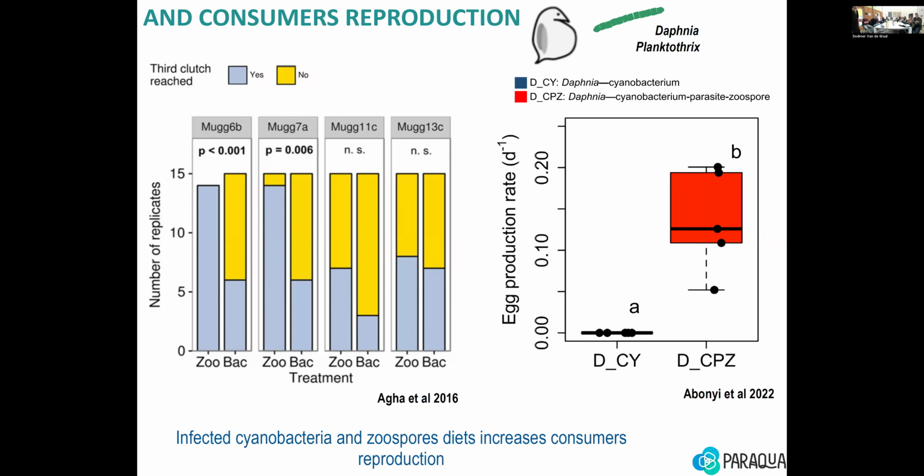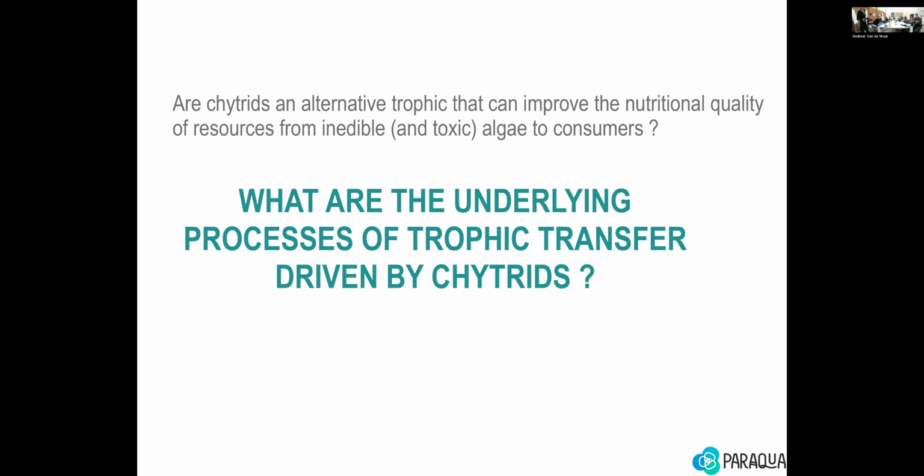And this is an experiment that we did not so long ago in Lund. There were Daphnia feeding on cyanobacteria, and they were not reproducing. They were reproducing only when fed with infected cyanobacteria. So as I said, reproduction is really linked to the nutritional quality. If consumers do not get food of enough quality, they can survive, but they will not reproduce.